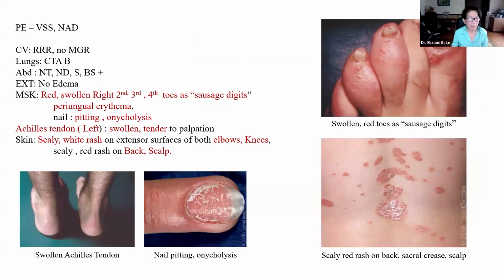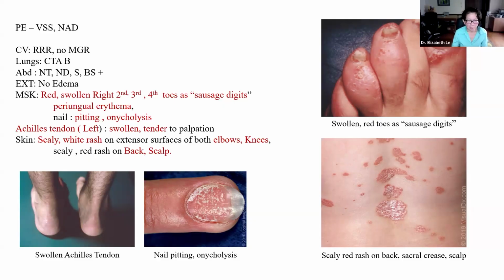You examine him, and vital signs are fine, no apparent distress. His heart and lungs are fine, abdomen is fine, extremities no edema, and then the musculoskeletal exam. The right second, third, and fourth toes are red and swollen, like these, and they look like sausage digits. They are swollen and red. It looks angry, and there is what we call periungual erythema around the nail bed. It is really swollen and tender.